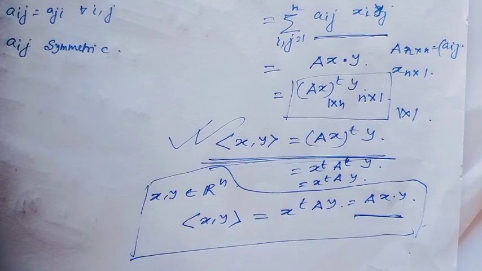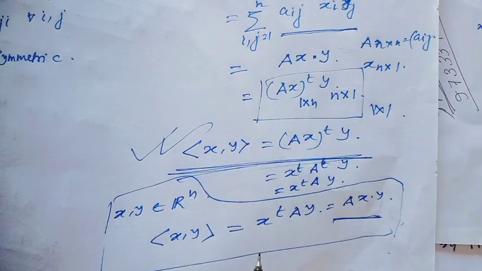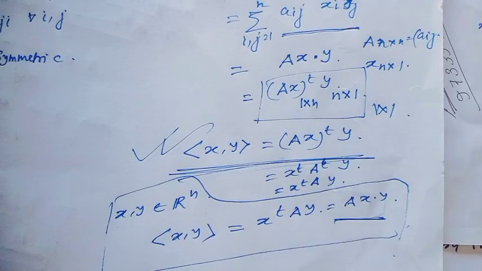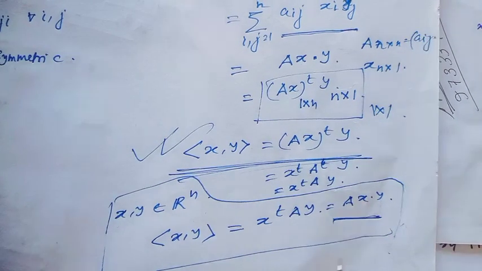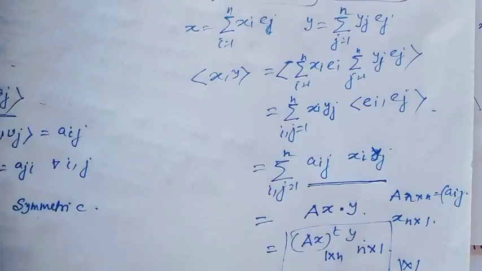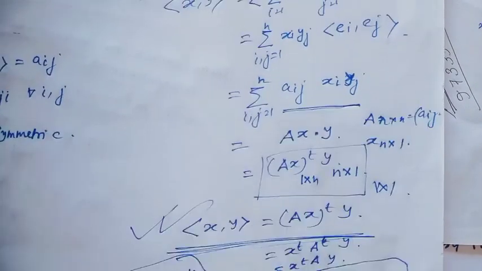Okay? That means in Rn, always I will get one inner product which looks like Ax dotted y, where A is a symmetric matrix and A is actually inner product Ei with Ej. Have you understood this concept? I hope my all viewers have understood this concept easily.